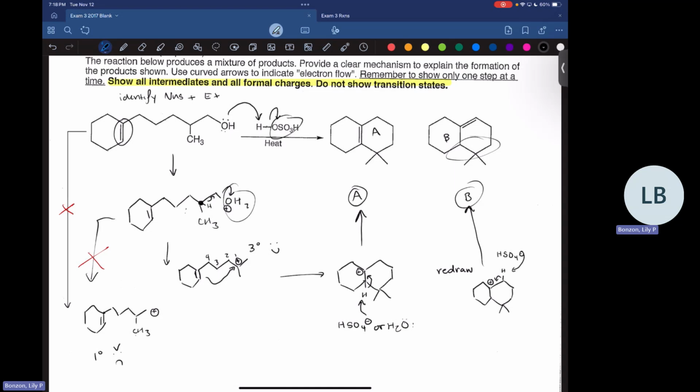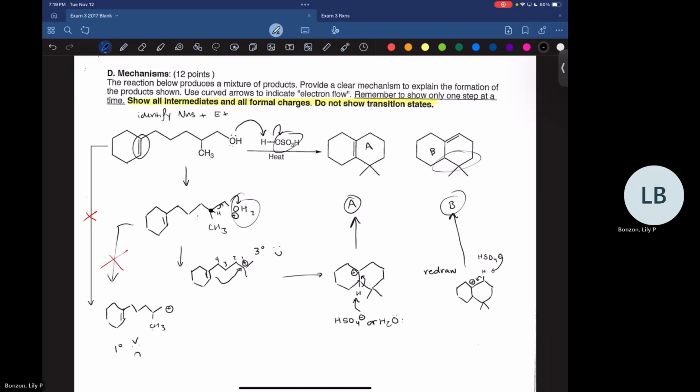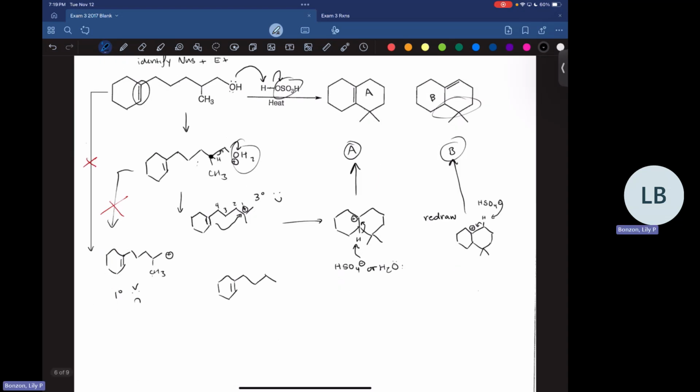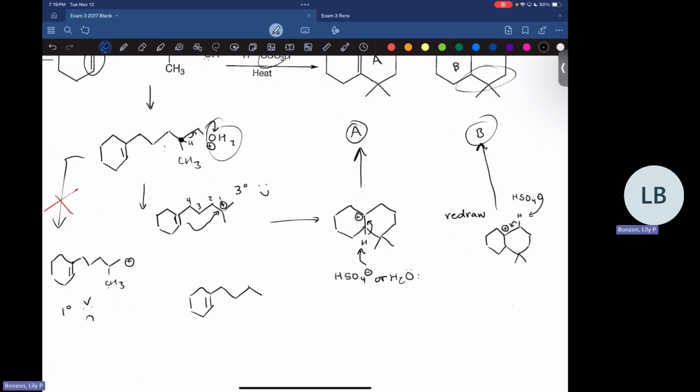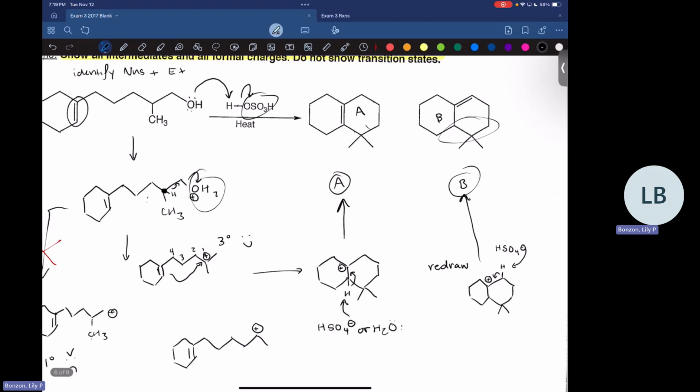Okay, any questions on this mechanism? Yes, because if we did the methyl shift, that's a good question. If we did the methyl shift, we'd go from 1, 2, 3, 4. So we would linearize the chain a little bit more. However, you can see that that doesn't really make sense with the product that we have. But also, this is just going to be a secondary carbocation, whereas when we did the hydride shift, it formed a tertiary.